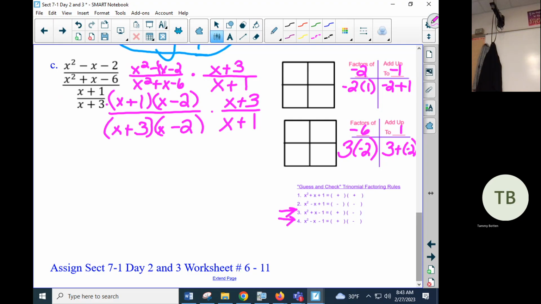So now I'm to the point where I can cross out what I have. And notice I have an x plus 1 on top and bottom. I have an x minus 2 on top and bottom. And I have an x plus 3 and an x plus 3 on top and bottom. So what do you think your answer would be if everything crosses out? It's 1, okay? So if everything crosses out, your answer is 1.